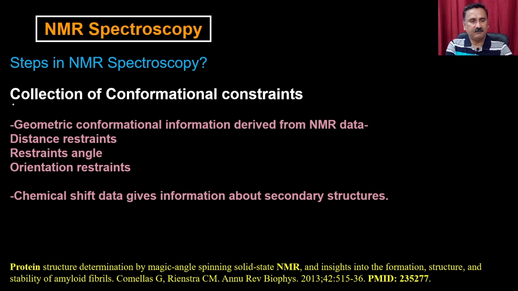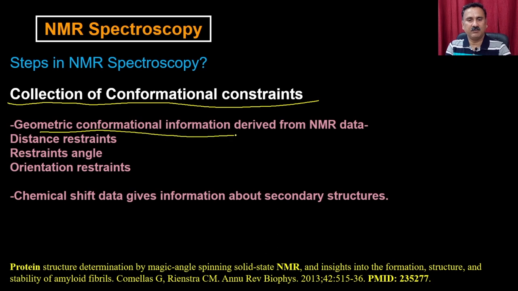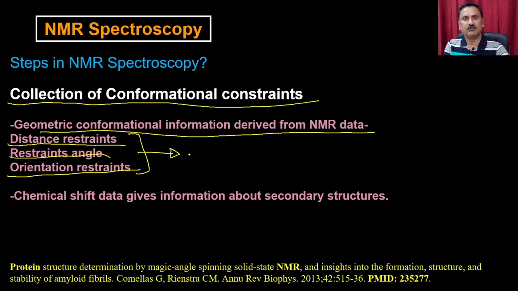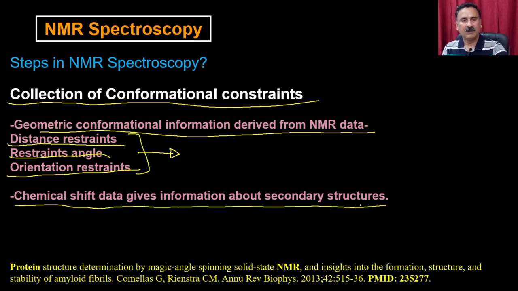Then the fourth step is the collection of conformational constraints. Geometric conformational information is derived from the NMR data: you can have distance restraints, angle restraints, and orientation restraints. All these are very important for seeing that the protein is structurally stable. Then you can also have the chemical shift data giving information about the secondary structures.